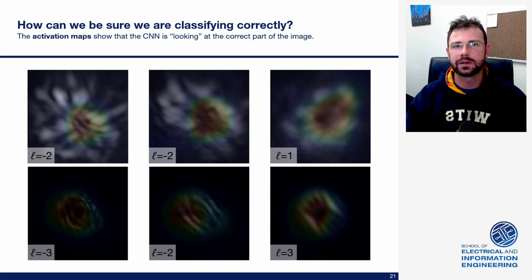Now, just to be sure that we're actually looking at a logical part of the image and not the size, for example, we can plot something called an activation map. And here you can see these colors is where the neural network is actually looking in order to make its decision on this particular image. And you can see it's focused on the center, which is what we'd expect because that is where the fork-shaped pattern is.